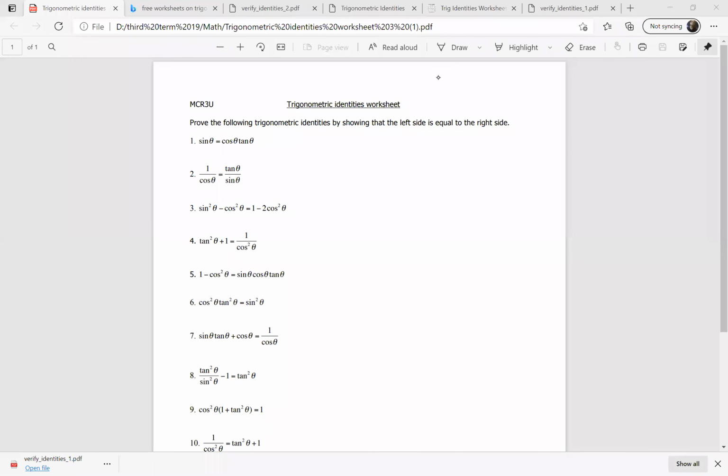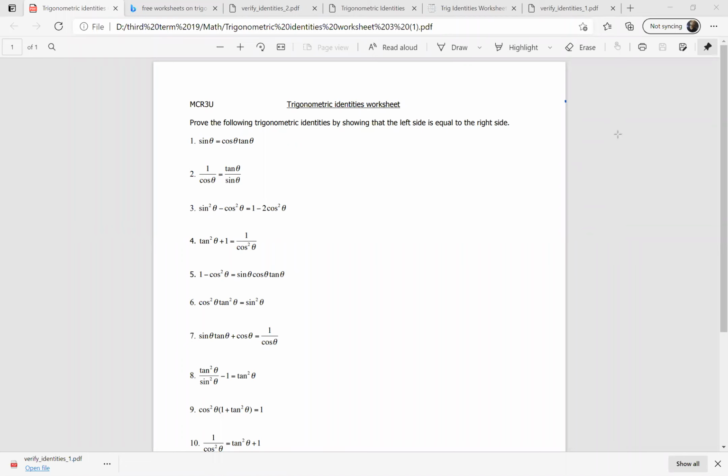Bismillahirrahmanirrahim. Today we are going to explain something about the trigonometric identities. We already studied some rules about the trigonometric identities, which is from the unit circle we can find most of these functions.